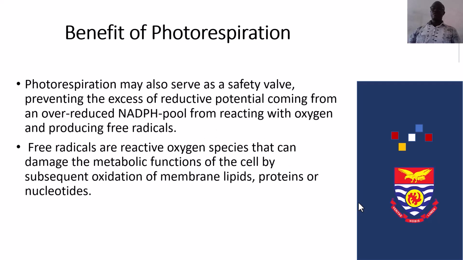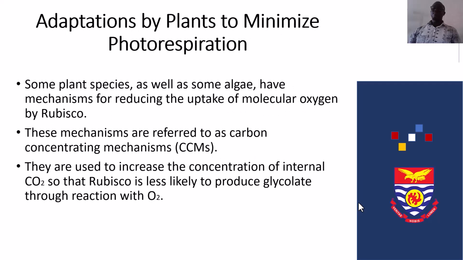death. Photorespiration may also serve as a safety valve, preventing the excess of reductive potential coming from an over-reduced NADPH pool from reacting with oxygen and producing free radicals. Free radicals are reactive oxygen species that can damage the metabolic functions of the cell by subsequent oxidation of membrane lipids, proteins, or nucleotides.